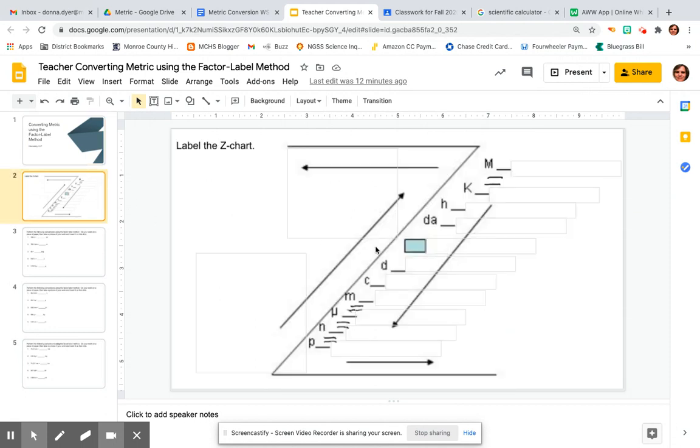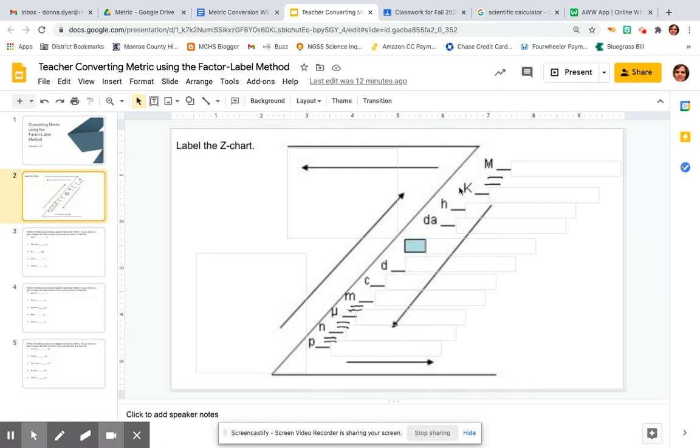Now, the Z-chart can actually be used in a different way than what I'm showing you here. What I'm showing you here is not how to use the Z-chart. I'm just using the Z-chart to give you some of what we call conversion factors. Whenever we use the factor label method, we have to have conversion factors that show us the relationship between the different units in our problem. So we're going to use the Z-chart not for its intended purpose, which we're not going to go into, because that's not how we want to use it. We want to use it to do the factor label method.